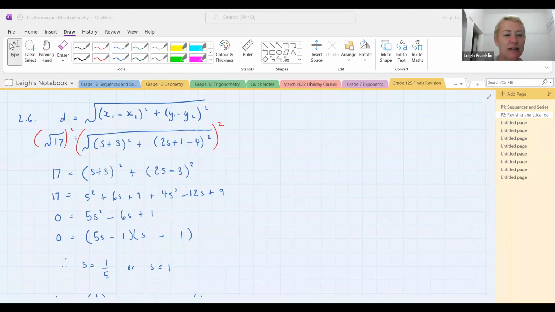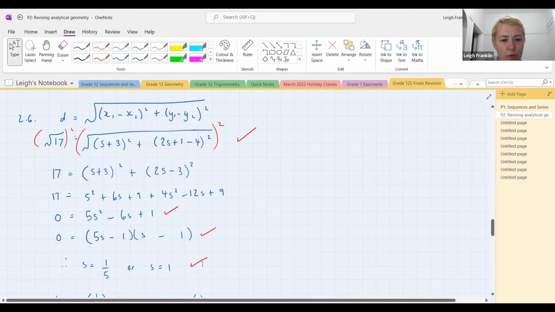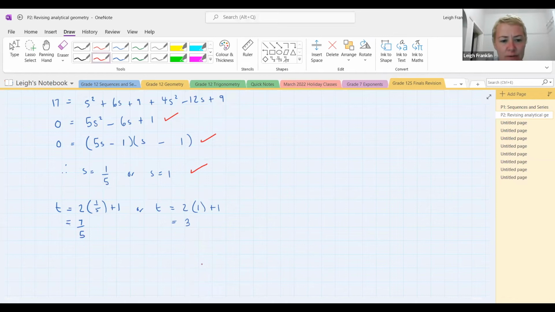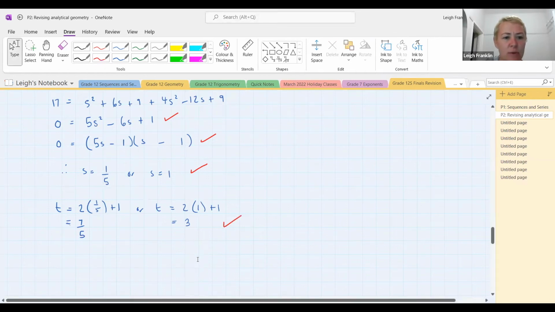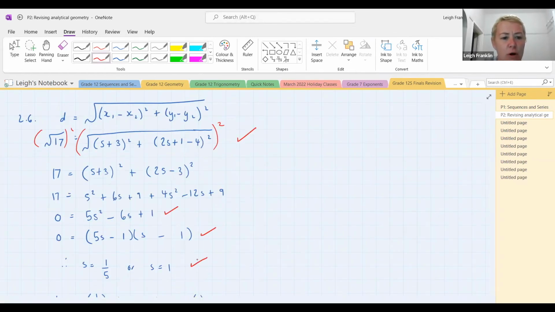Okay, so that was out of 6 marks, wasn't it? So I guess here there would be a mark for subbing in, standard form, factors, 1, 2, 3, 4, 5. I wonder what else they would have, maybe they would have given us a mark for writing t as 2s plus 1, which was such a lovely idea.